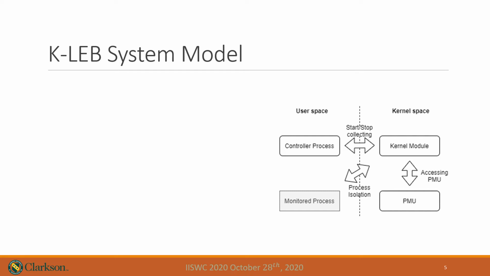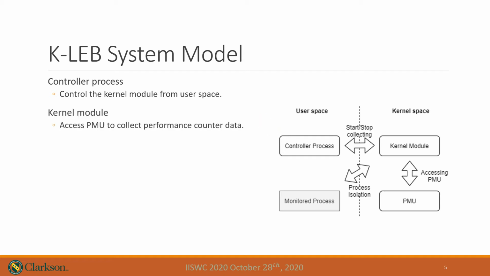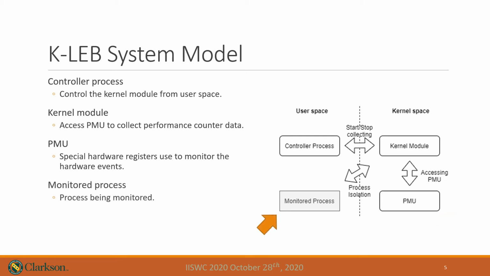The figure shows the architecture of K-LEB. The controller process is used as an interface to allow the user to control the kernel module from user space by passing parameters to the kernel module to set up, start, and stop collecting the data. The kernel module is used to access the PMU to set up and collect the performance counter data, while also tracking the process being monitored using the scheduler in the kernel. The PMU is a special hardware register that resides in the processor, which is used to monitor hardware events. The monitor process is the process that is being monitored by the kernel module.